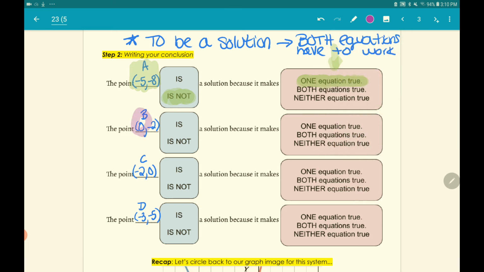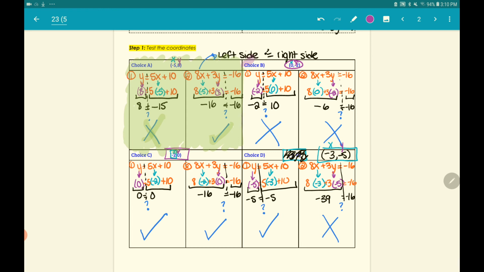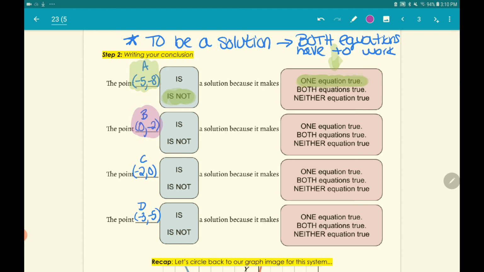All right, so now let's go ahead and check point B. Let me use this color. So point B, we're looking at this work right here. All right. So I see two x's, so that means neither equation was true. So what does that mean? The point is or is not a solution. It is not a solution because neither equation is true.